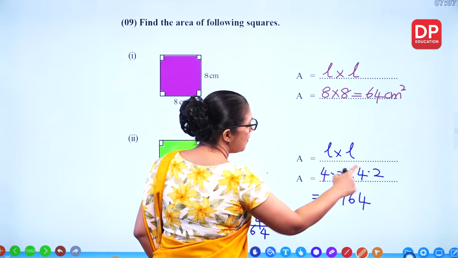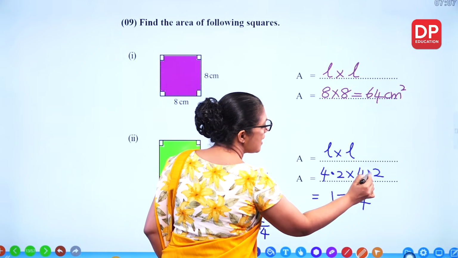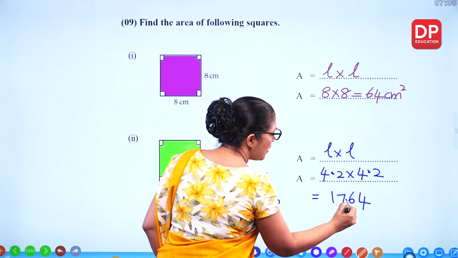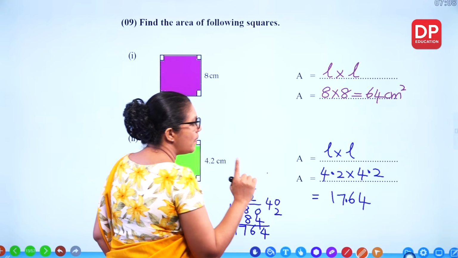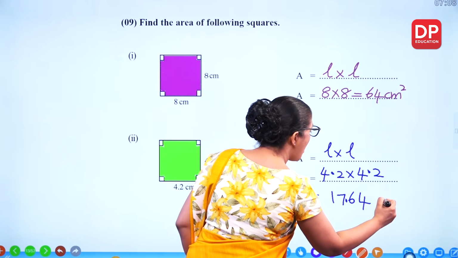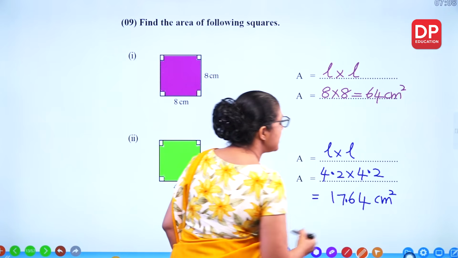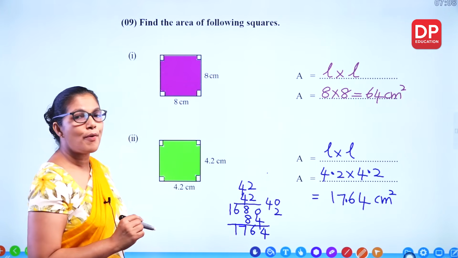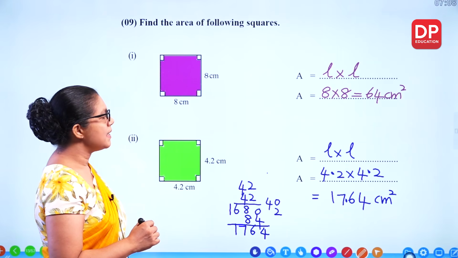Look at the decimal places. One place and one place. So you have to keep altogether 2 places. Then this is square centimeters. 17.64 square centimeters.